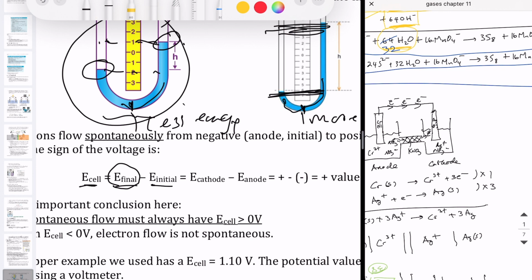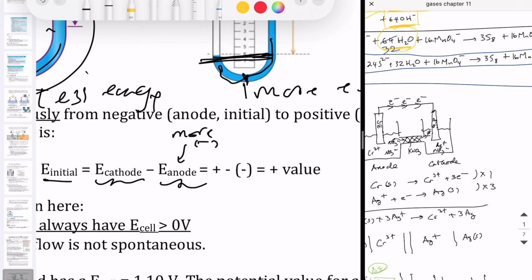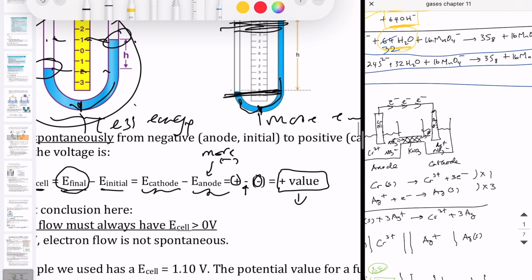So final minus initial. Since electrons flow from anode to cathode, the cathode is our final, the anode is our initial. Now we know, based on our discussion, the cathode is the site that is less negative or more positive, right? The anode is the site that is more negative, because that's where the electrons start to flow out from. So the cathode is positive relative to the anode, and the anode is negative relative to the cathode. And so we have E cathode minus E anode. That means the cathode is positive minus the anode, which is negative, so we get a positive number as our voltage. Okay, so voltage is positive.